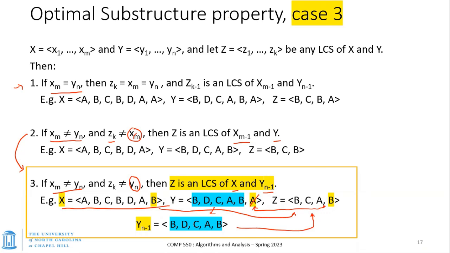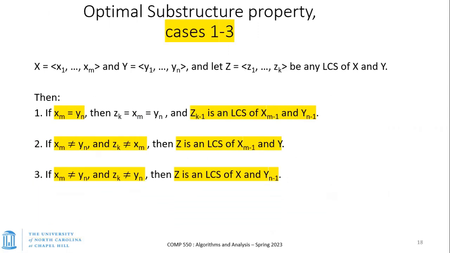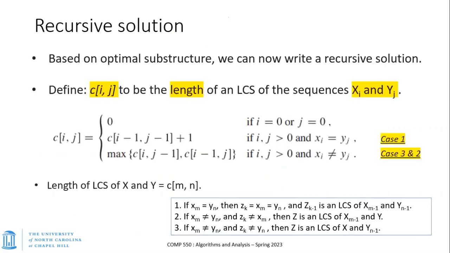Based on this, we can now come up with a recursive solution, and it's simply based on the previous 3 cases. Here is a summary of the 3 cases, without the examples. Let's take a look at the recursive solution. We're going to define Cij to be the length of an LCS, because there can be multiple LCSs.